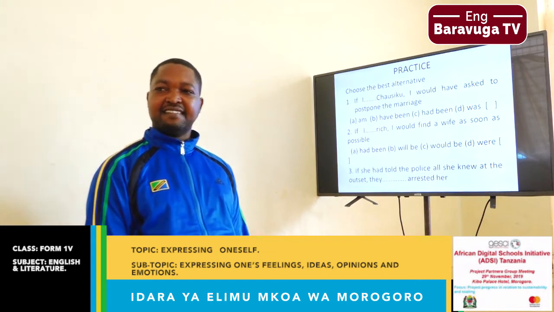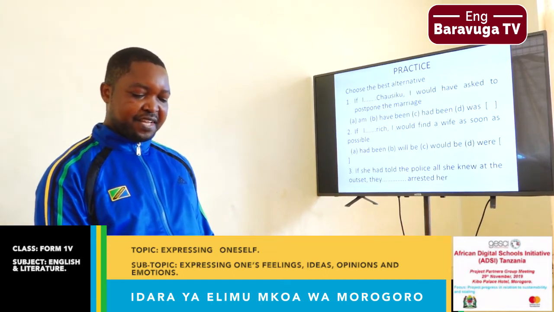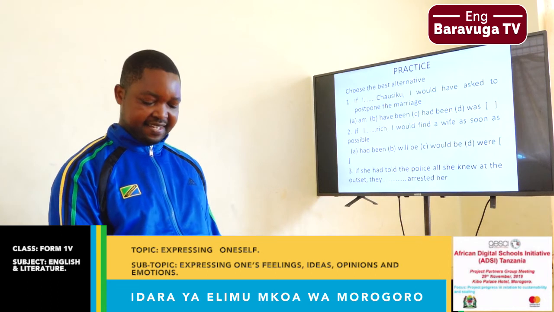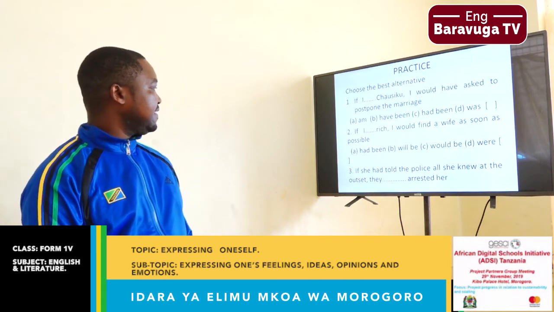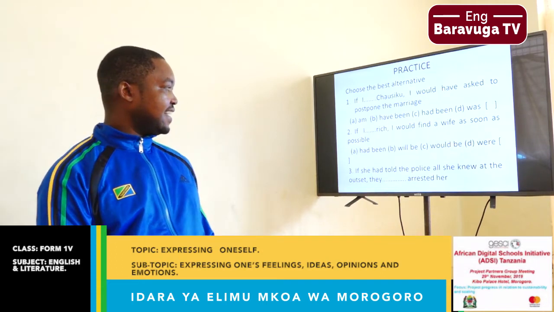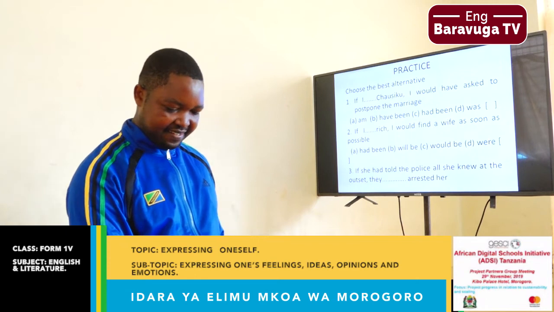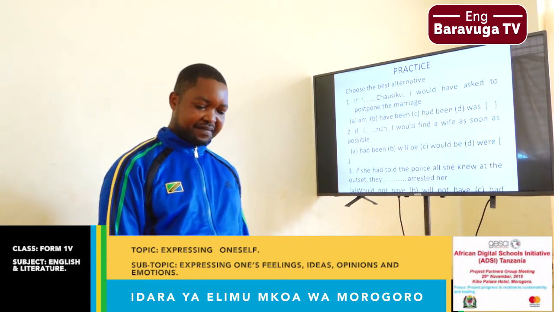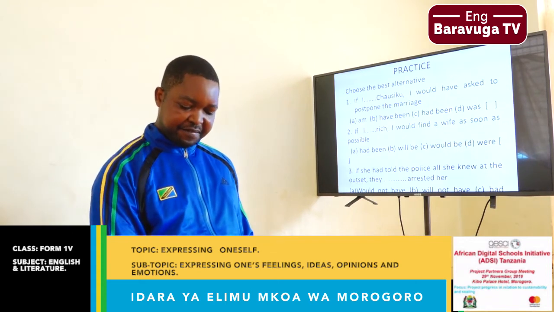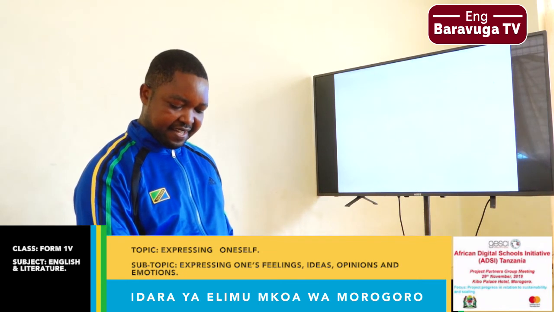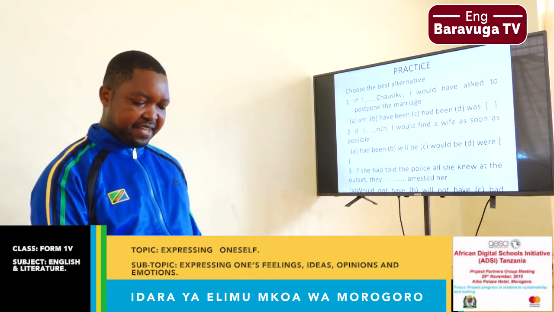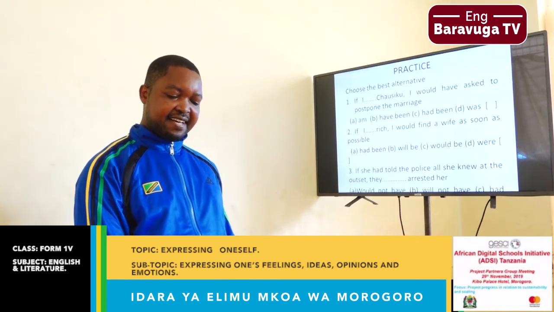This is question number 3. If she had told the police all she knew at the outset, they arrested her. Here are the answers. A, would not have. B, will not have. And C, had.